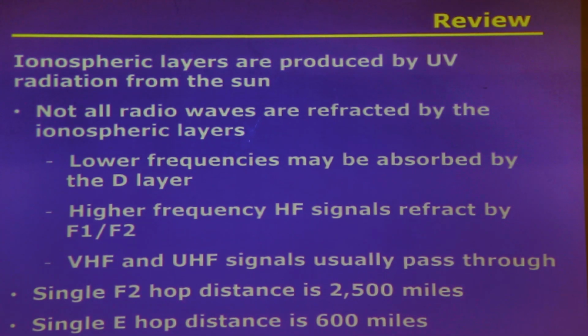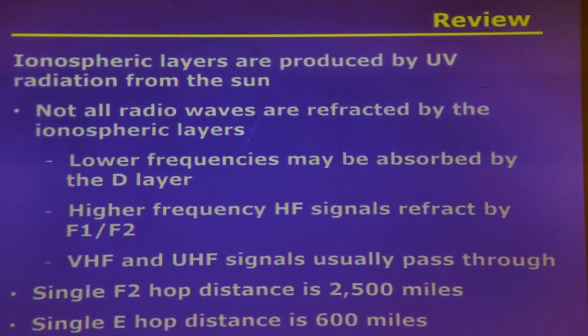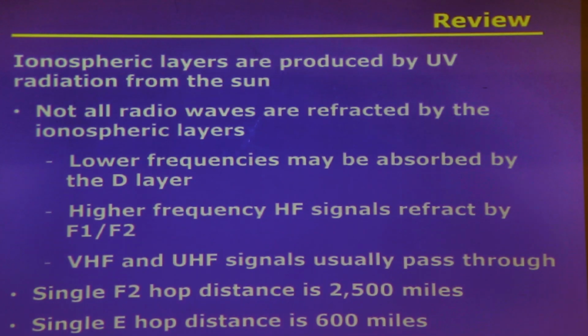A good single hop on the F2 layer is where you're going to get your longest propagation during the day. A single hop is about 2,500 miles, whereas on the E layer, a single hop is about 600 miles. You'll see more E hops on things like 6 meters, which is a good band for E hop.